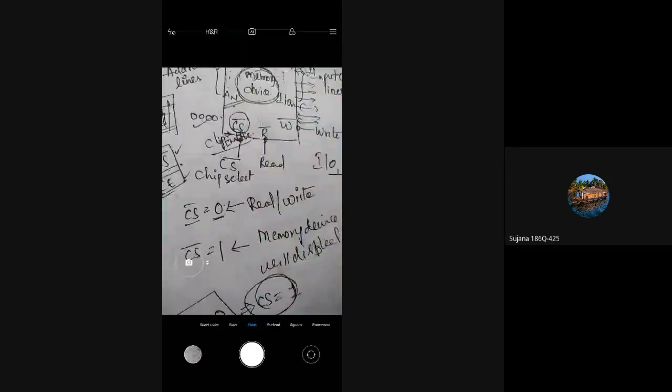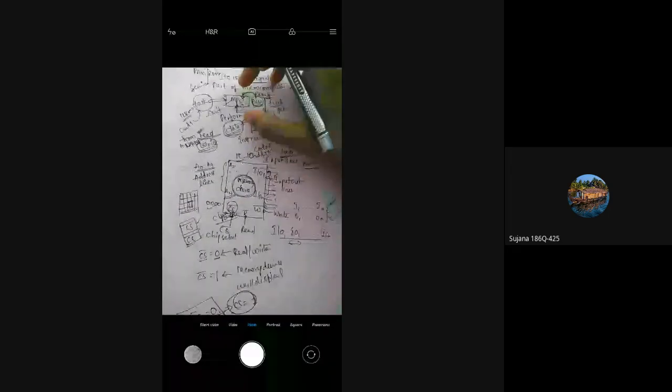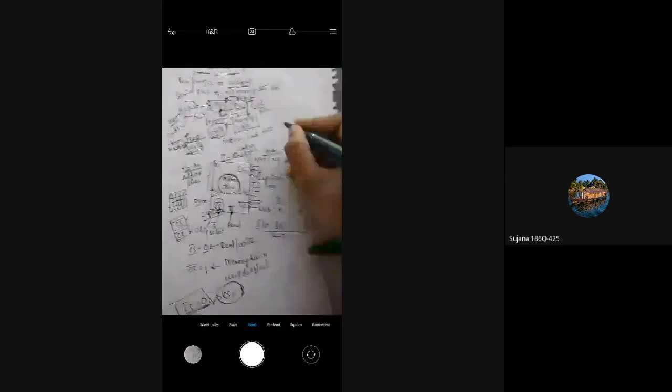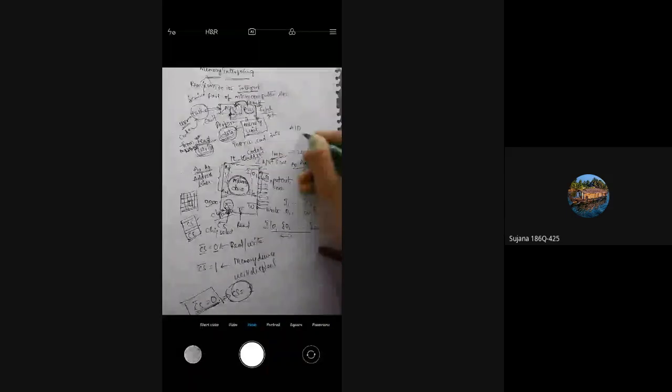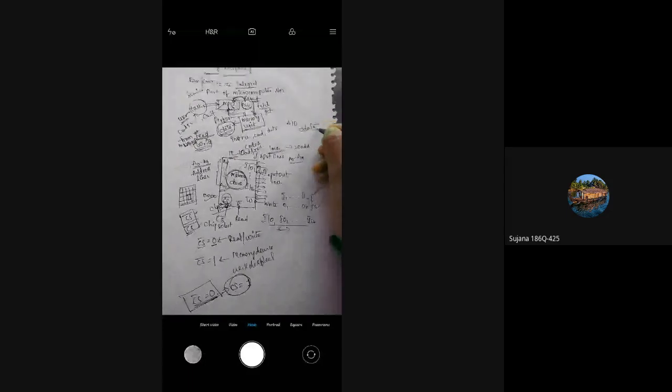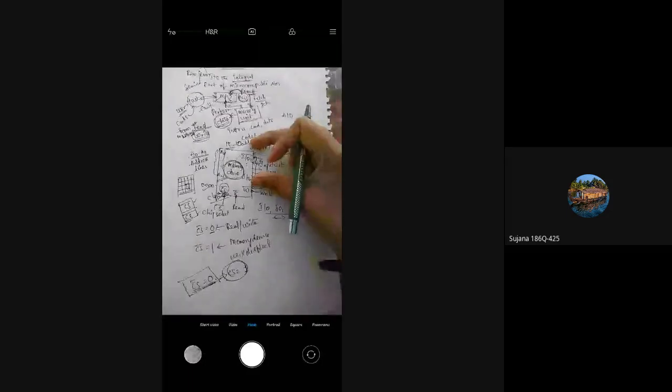Yes, ma'am. Clear. Okay, so this is how the memory interfacing is done. This memory device will be interfaced with this microprocessor unit. This microprocessor unit has some address and data lines which are connected to the address lines of this memory device in order to transfer the data. Input output lines allow this memory device to store the data or to send the data.